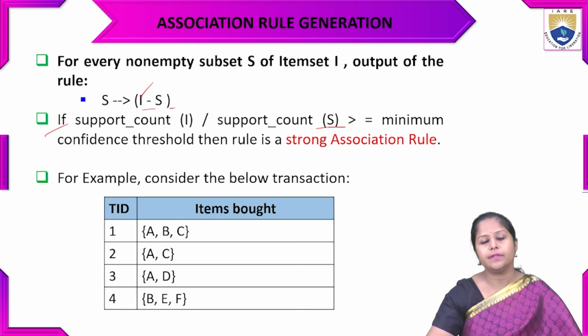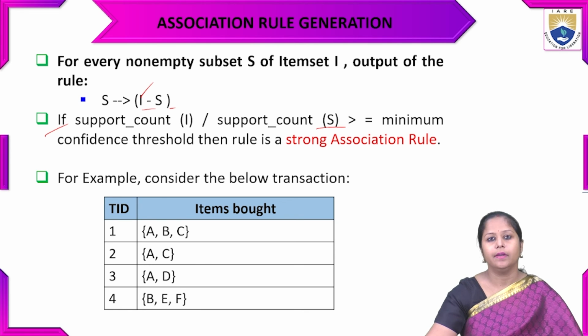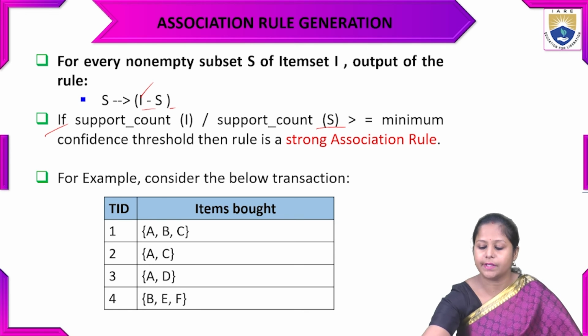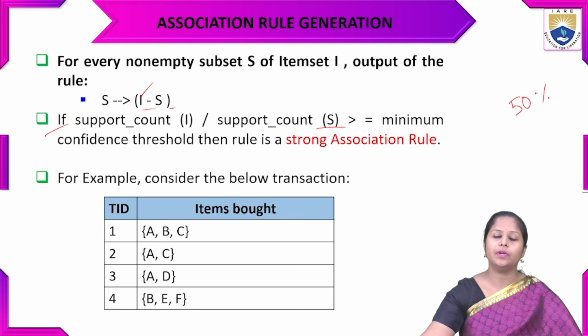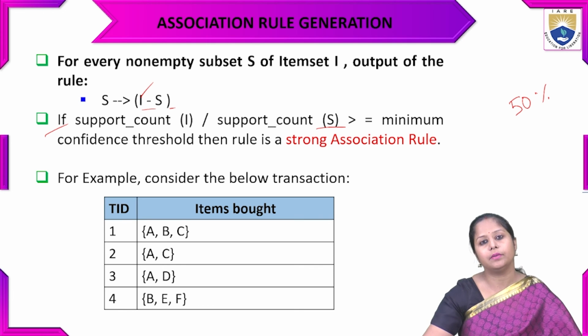The minimum confidence we have to set as a user. For example, we can set the minimum confidence as 50%. That is the threshold for a rule to be a strong association rule.